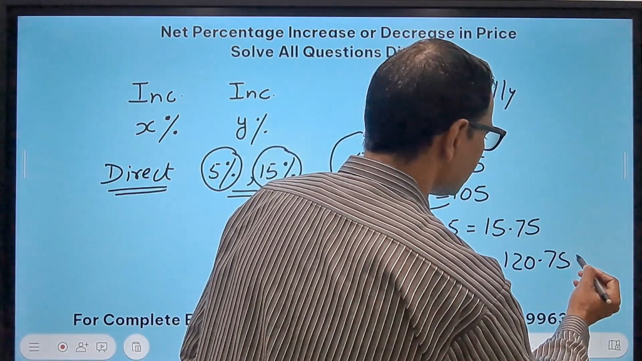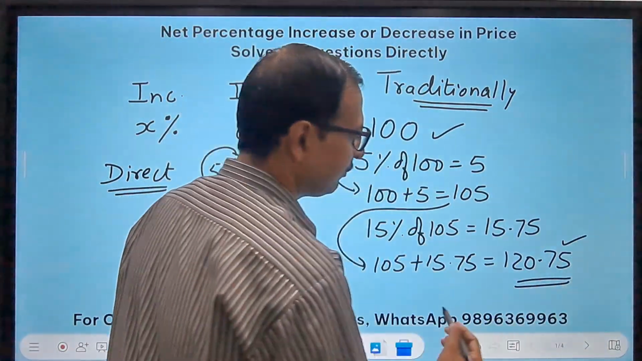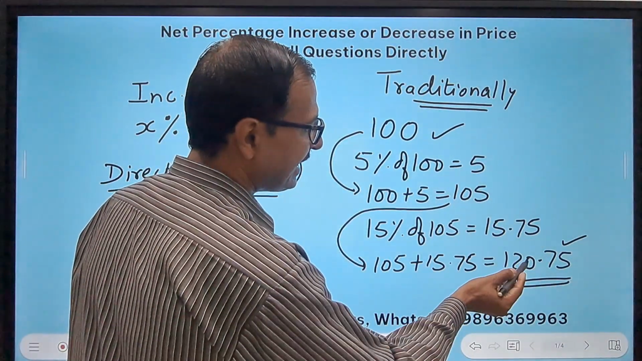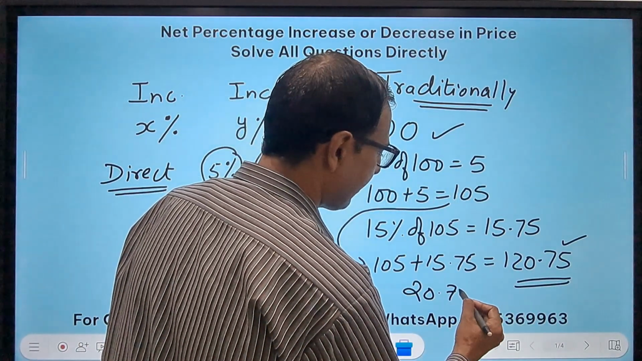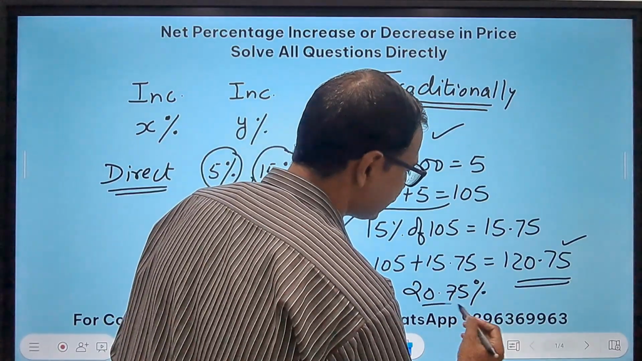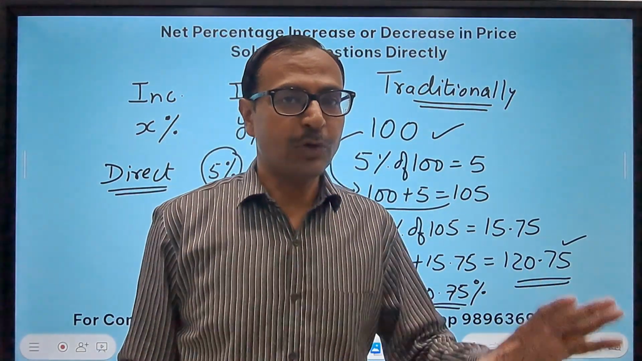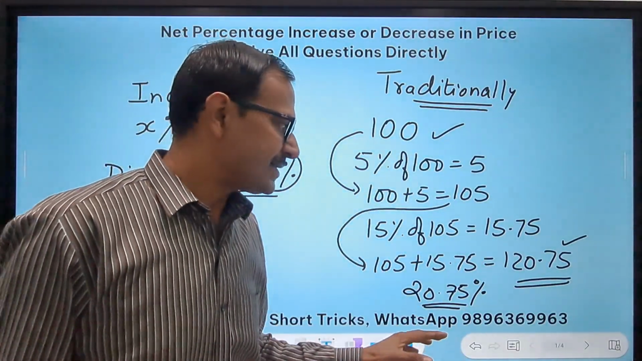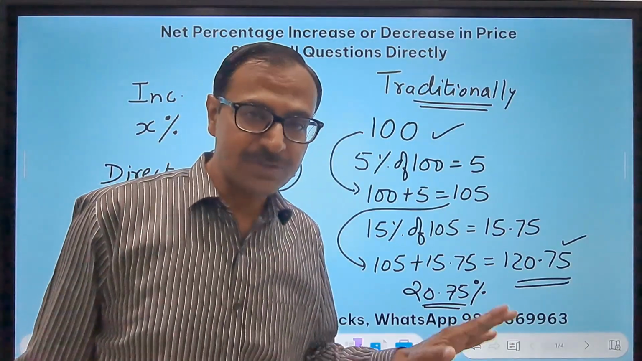120.75. And so the difference between this value and the original value will give you the net percentage increase. 20.75 will be your answer for the question. Now this is what you do traditionally, and this is what 95 out of 100 students are going to do in the exam. They will get the correct answer, but just think how much time it will consume.